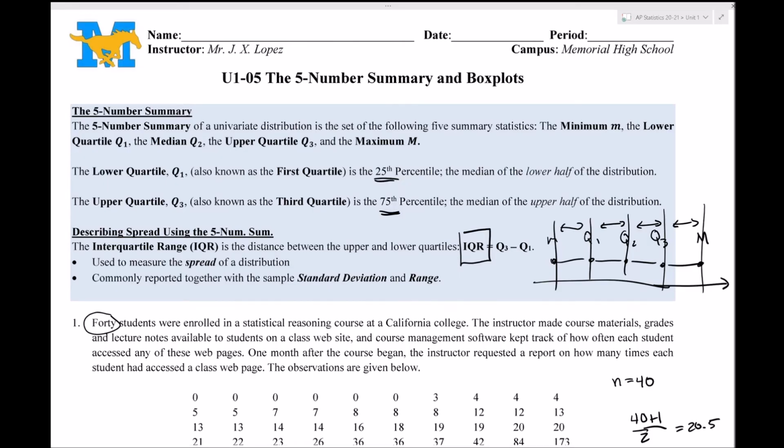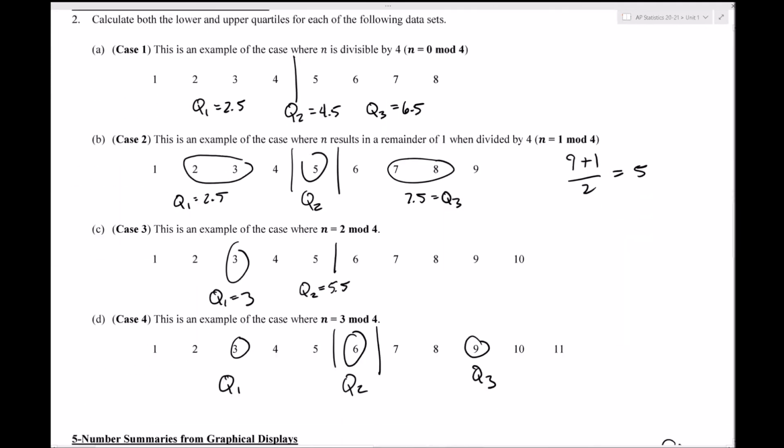AP Statistics, Unit 1, Topic number 5, the 5-number summary and box plots. This is a continuation, like I said in class, of the numerical summarization for data, or the summarization for numerical data sets. So this is like part 2 from the previous one, so I couldn't include them in one single day's topic. And even then, I didn't really get to finish in class.